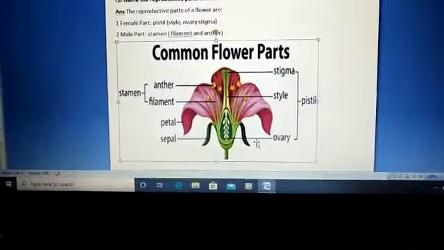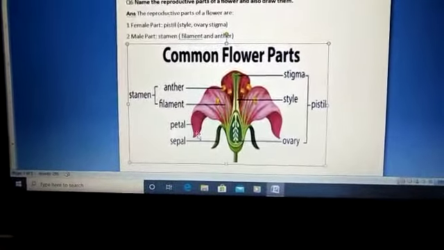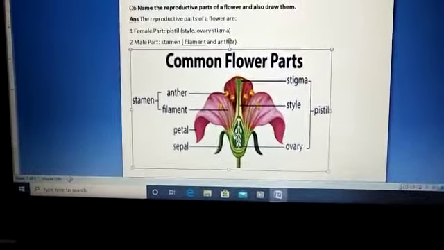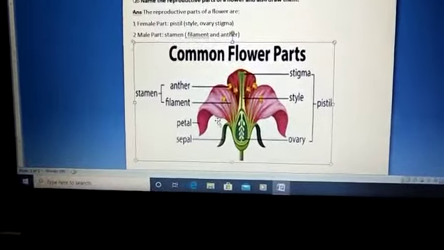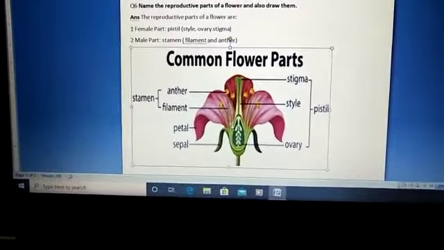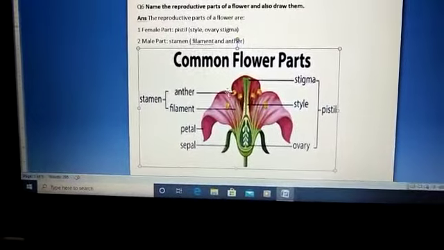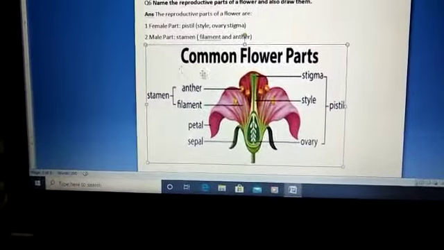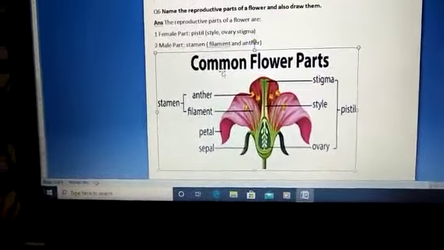This is the picture of a common flower. These colorful parts are the petals. This green bottom part is its sepal, and the yellowish part which is showing here, the upper part of this yellow part is the anther, and this long tube is the filament, and they are the male part, and we call the male part the stamen.